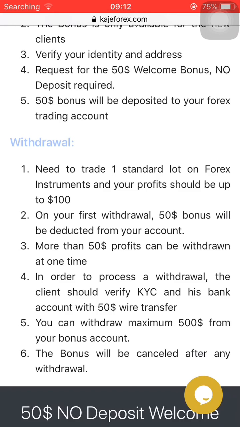And on your first withdrawal, the $50 bonus will be deducted from your account. So after you withdraw your profit, that initial $50 no deposit bonus that was available on your account will be deducted because you have made your profit. In order to process a withdrawal, that's number 4, the client should verify the KYC in the client area and his bank account with a $50 wire transfer. Can you read that? What they're asking for here is a $50 wire transfer deposit after you have made your profit. And number 5, they say you can withdraw a maximum of $500 from your bonus account.